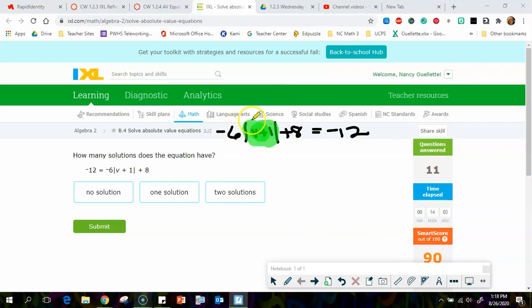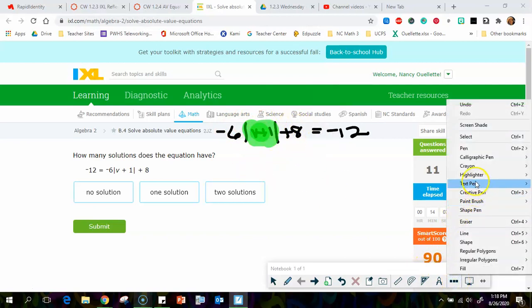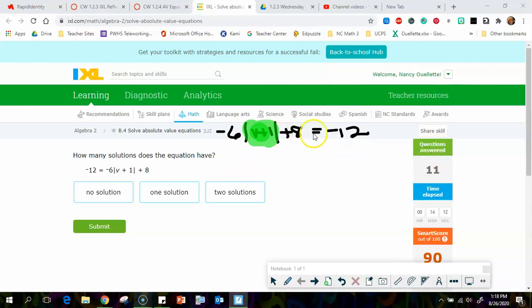So if this was like -6x plus 8, I would subtract the 8 first, and that's what I'm going to do. So subtract 8 from both sides. -6 absolute value b plus 1 equals, that's going to be -20. I think. Yep. Okay, and then we're going to divide by -6.